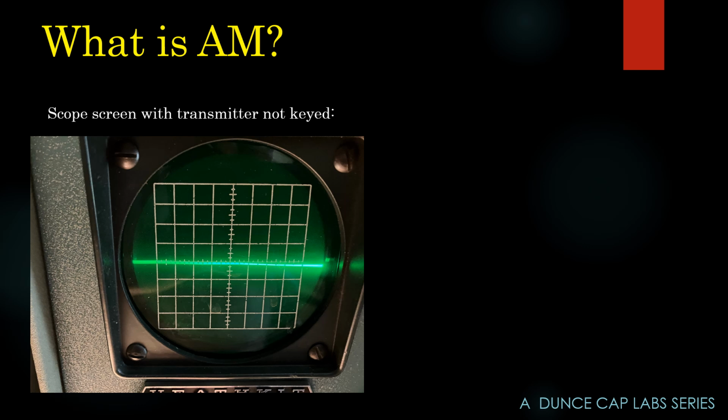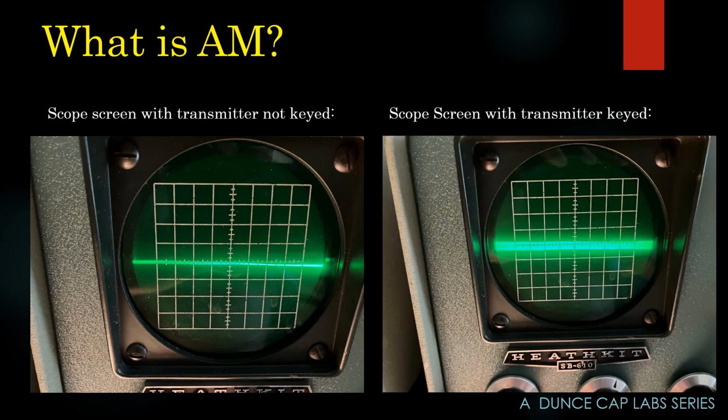This is my monitor scope in my ham shack. I have not keyed the radio. Now I've keyed the radio. That fat green bar is a representation of the voltage of the RF wave on the coax cable leaving the antenna.